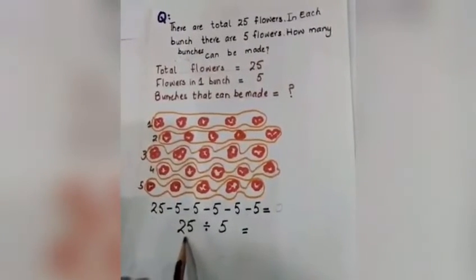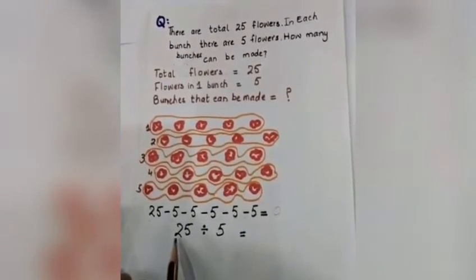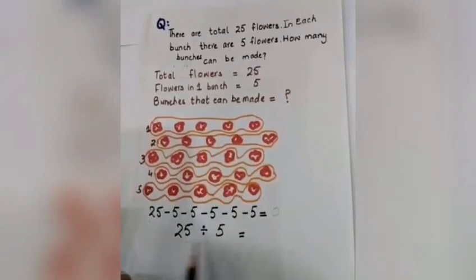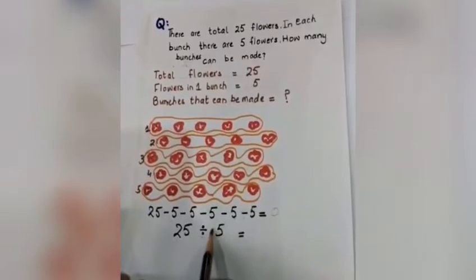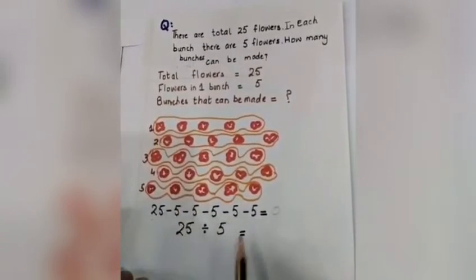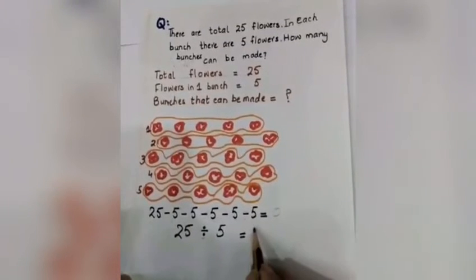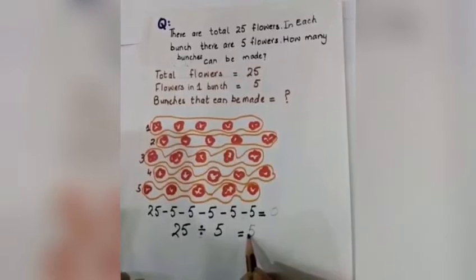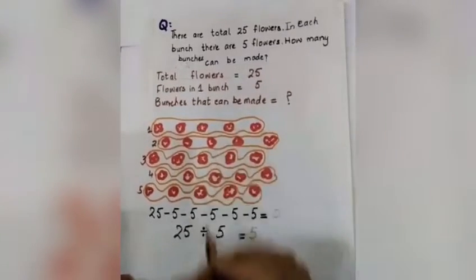Or I can simply write it like this. 25 divided by 5. 25 is the total flowers, and I have to make groups of 5s. I have already made that. I put flowers in groups. That is 5 groups I was able to make. So that is known as division.